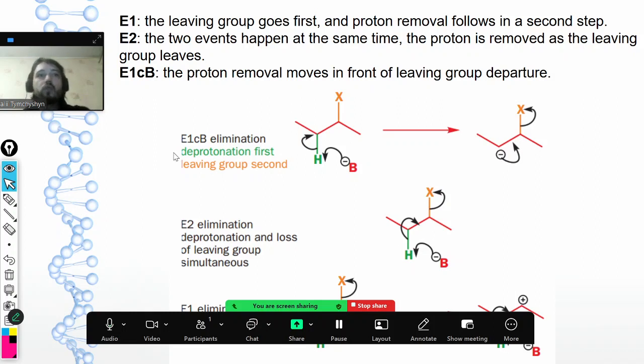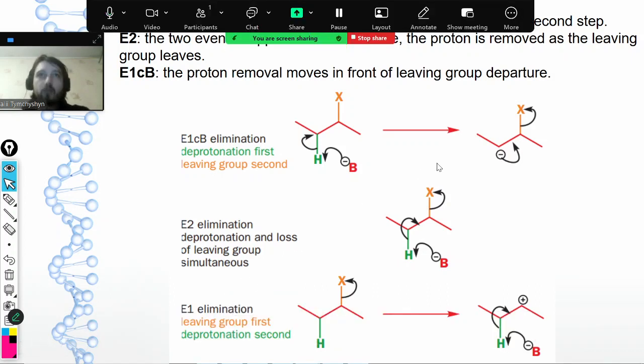Once again, just a small reminder, as a recap. So E1, the leaving group goes first and proton removal follows in the second step, so you go through the carbocation. E2, both events happen at the same time, proton removed, leaving group leaves in the same step, and they should be properly aligned in 3D space. And E1CB, proton removal first, so you remove the proton, you get a carbanion, and then the leaving group leaves. So here you have these sort of examples.